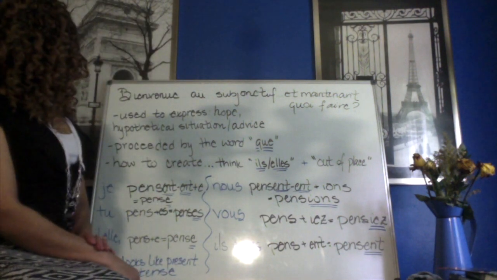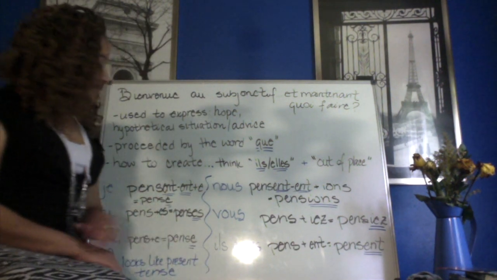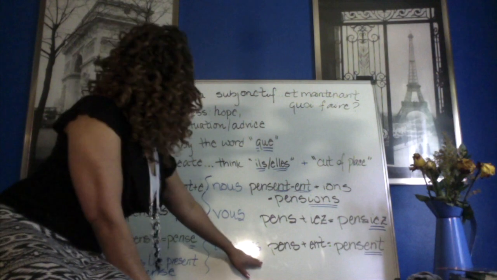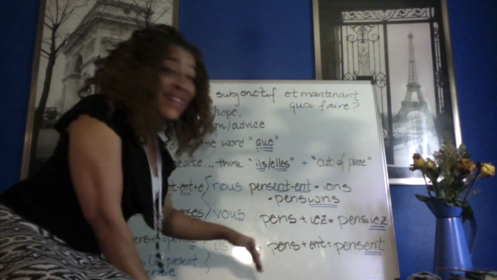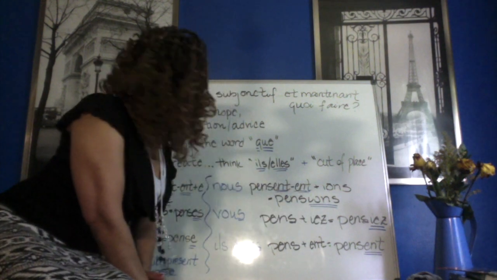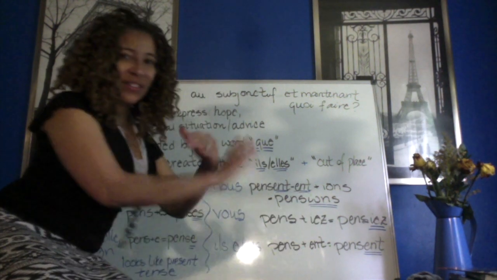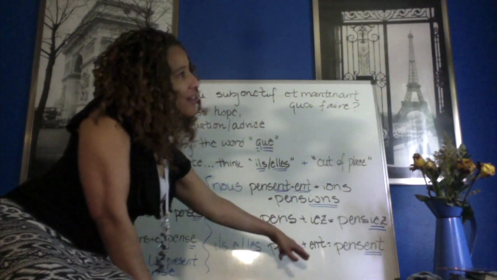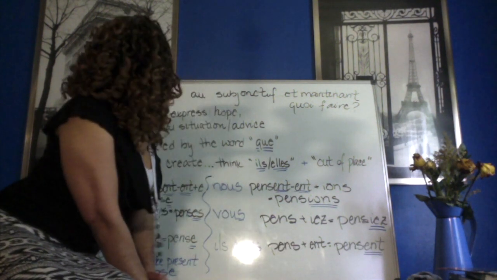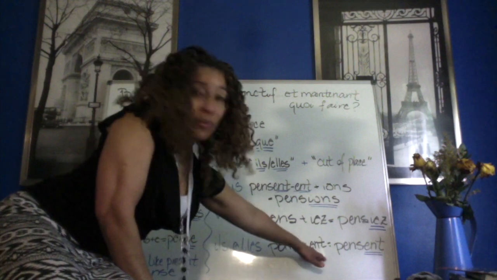And then what happens here with il and elle? Pense, plus the ent, minus the ent, plus the ent. That's why you just see that, because it would have been insane for me to write plus ent, minus ent, plus ent. So there you have the simplified version of that.